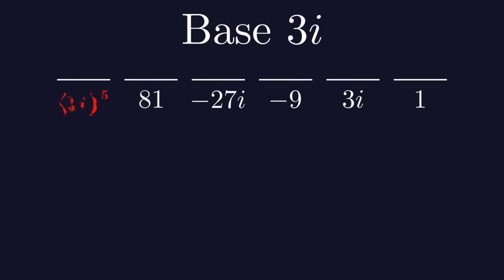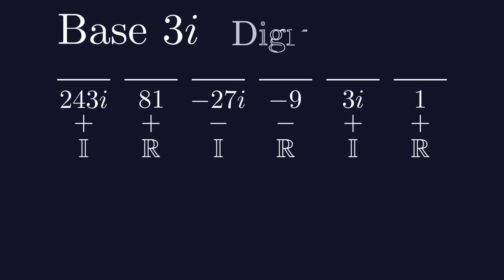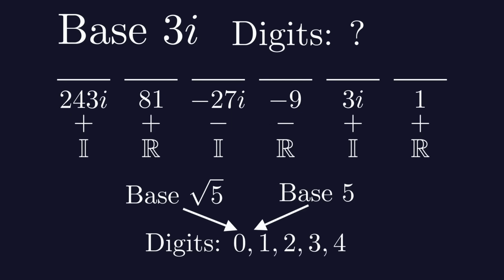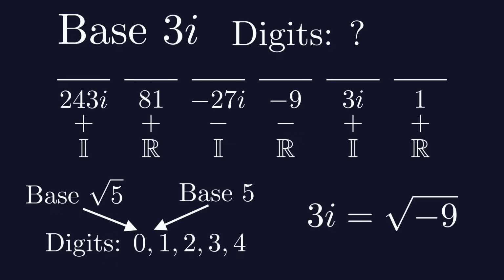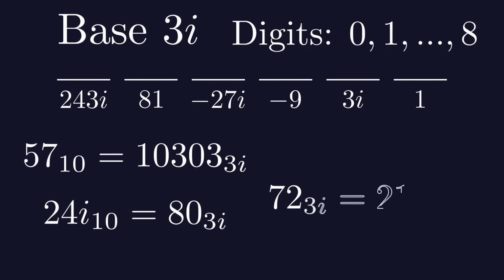This creates a pattern where you have a positive real number, then a positive imaginary number, then a negative real number, then a negative imaginary number, and then again a positive real number. But what digits should we use in this base? In base square root of 5, we use the same digits as in base 5. 3i is equal to the square root of -9. So in this base, we will use the same digits as in base -9, that is, from 0 to 8. This allows us to express any real and any imaginary number, but this base also allows us to represent numbers that have both the real and the imaginary part. For example, 7,2 in this base is equal to 21 plus 2i.